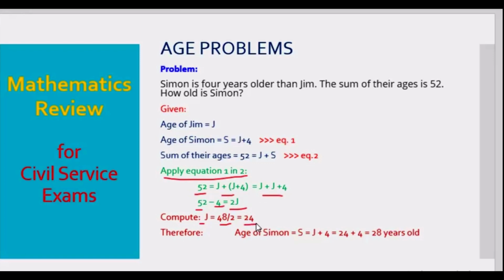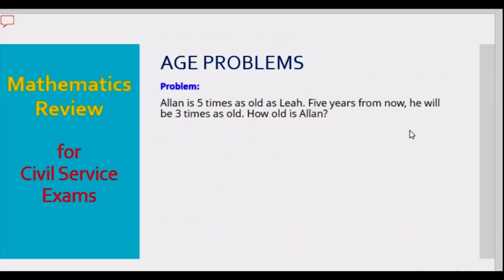But the problem is looking for the age of Simon, which is J plus 4. So the age of Simon is 24, which is the age of Jim, plus 4, J plus 4. So the age of Simon is 28 years old. Here. Next.